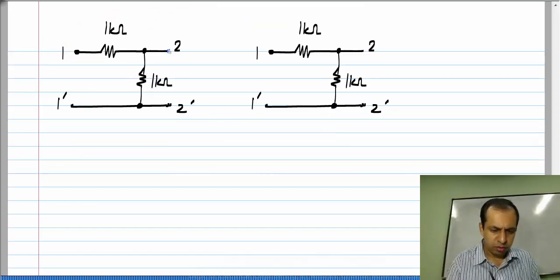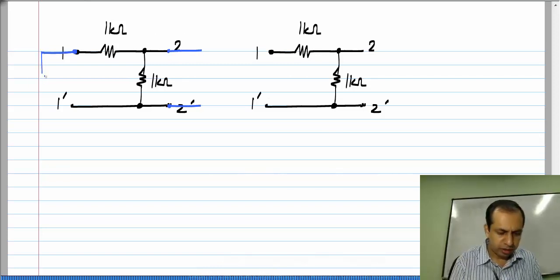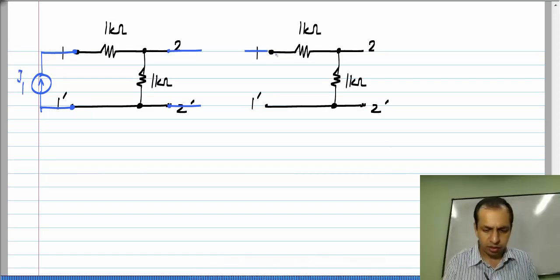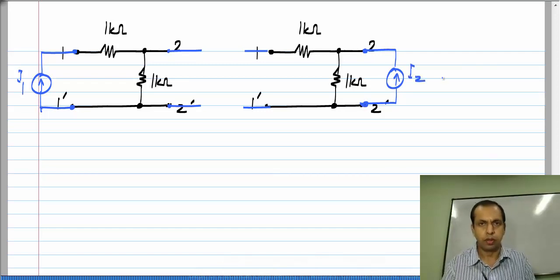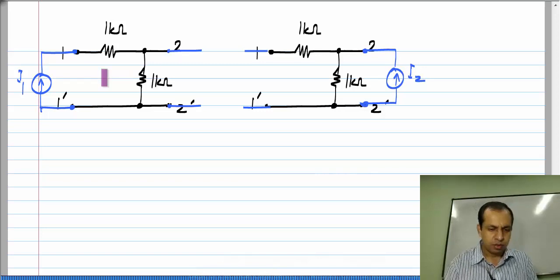One in which port 2 is left open circuited and a current source is connected to port 1, and the other case where port 1 is left open circuited and a current source is connected to port 2. So, extremely simple circuit, very easy to analyze.